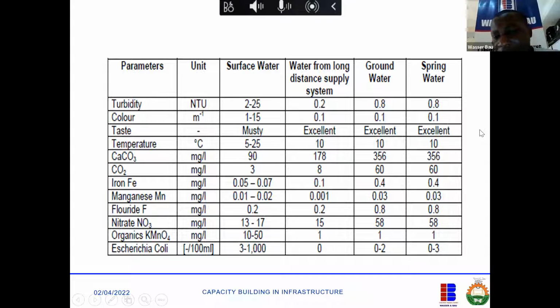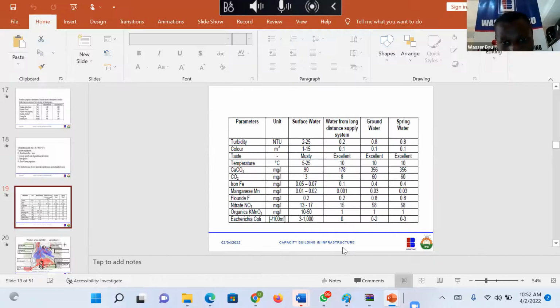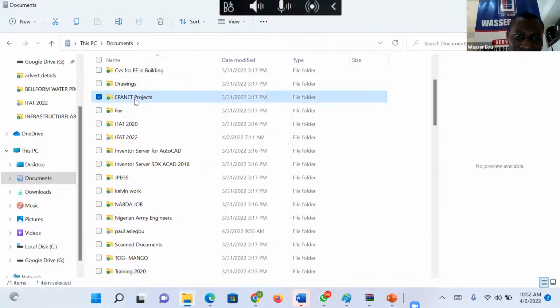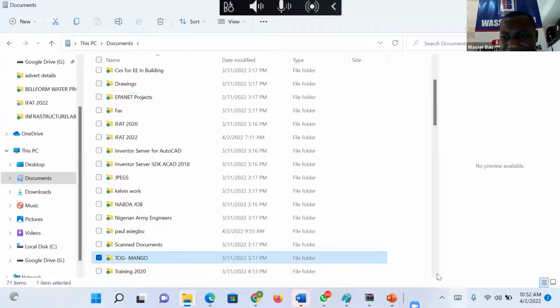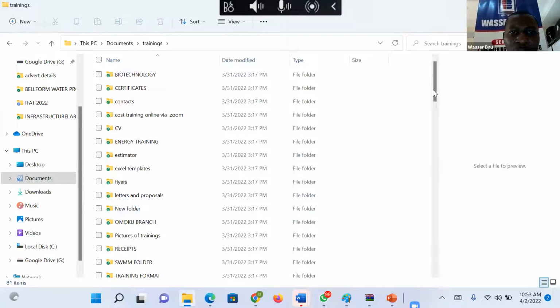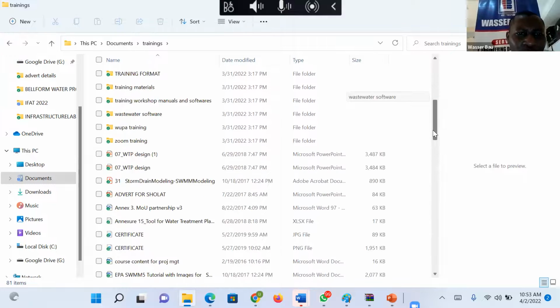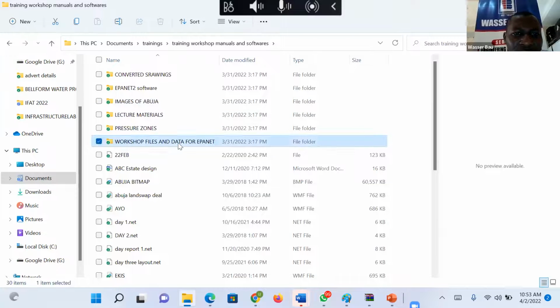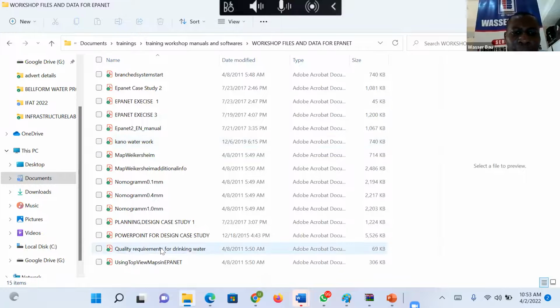In doing water testing, there are 3 things you test for: physical parameters, biological parameters, and chemical parameters. In testing water for physical parameters, you look out for the turbidity. You look out for the color.